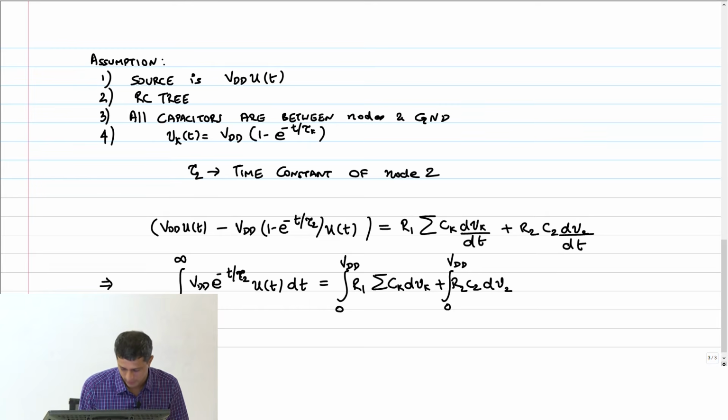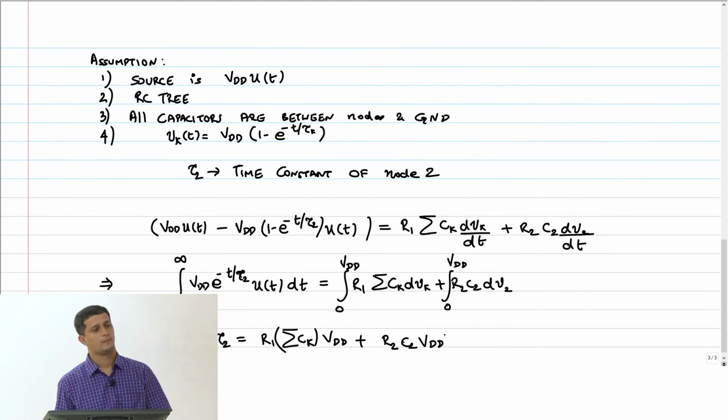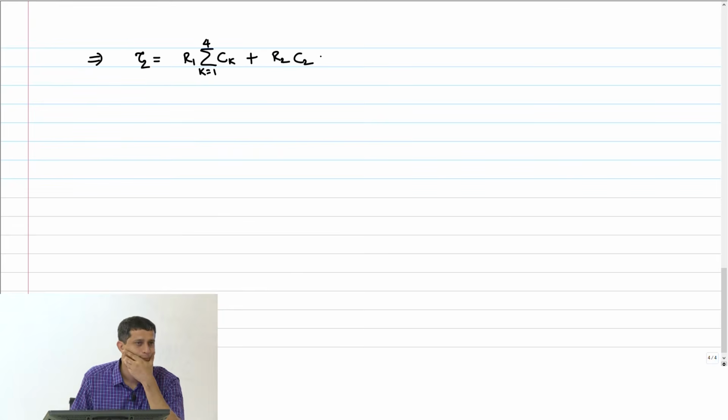So you just integrate this, you will get VDD into tau 2 equals R1 summation Ck into VDD plus R2 C2 into VDD, which implies tau 2 is R1 into summation Ck, k going from 1 to 4 plus R2 C2. Any questions here?